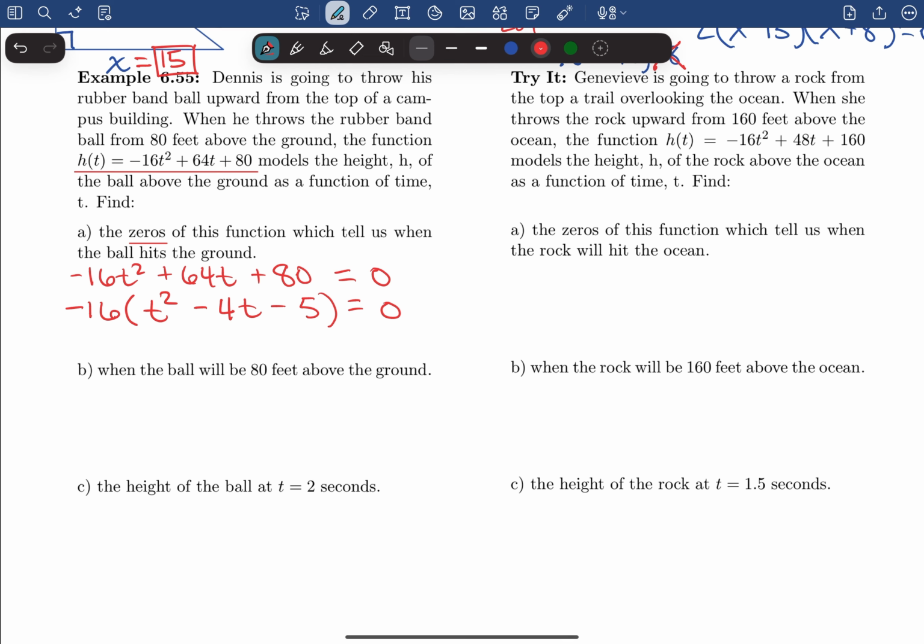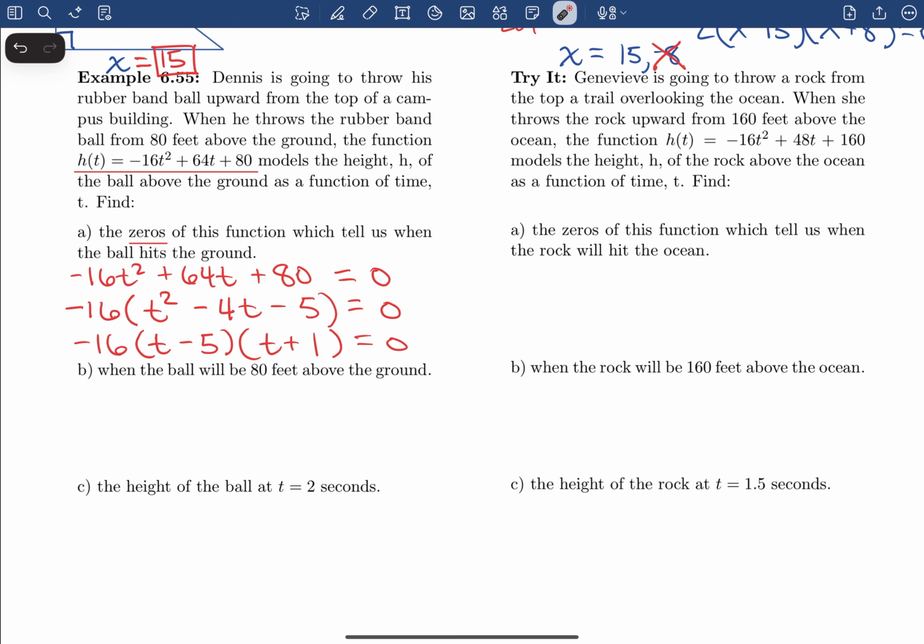And now we ask, is this piece factorable? Can I factor this trinomial? And it looks like I can. So I'll go ahead and do that. I have negative 16 multiplied with t minus 5 times t plus 1.